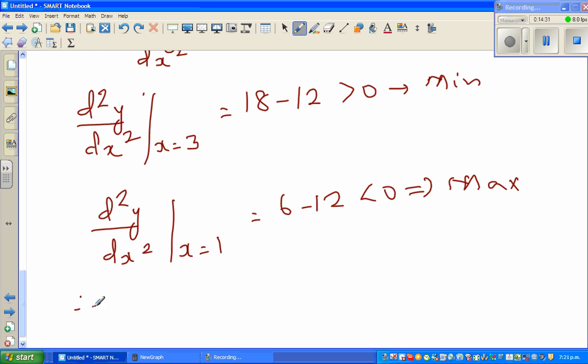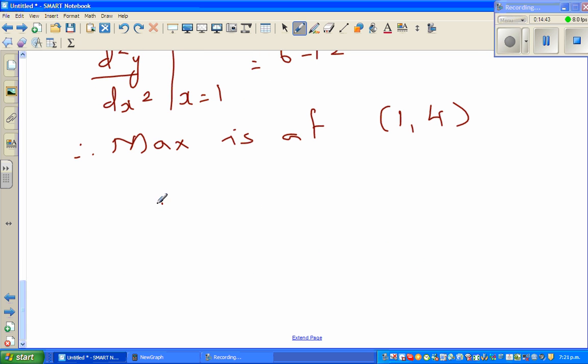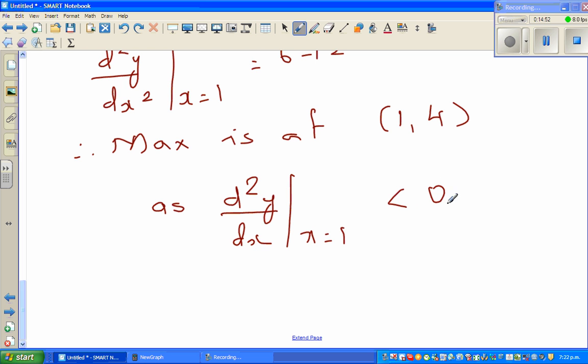Therefore we can say the maximum is at (1, 4), as d squared y by dx squared at x equal to 1 is less than 0.